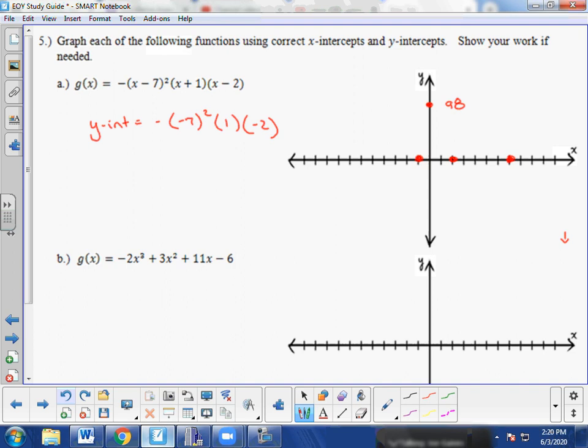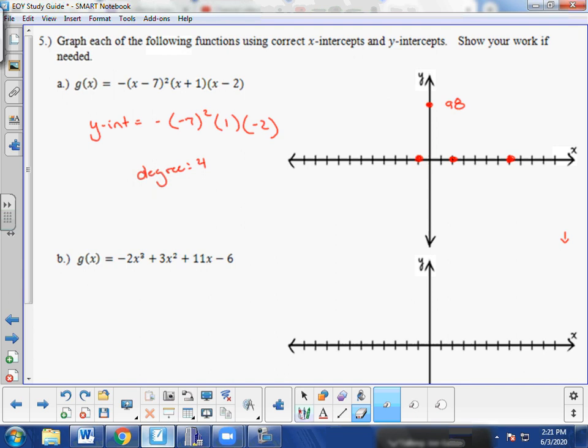To figure out what happens on the left, we need to look at the degree. This function has a degree of 4. So squared plus 1 for a total degree of 4, which means it's an even degree. Remember, for functions with an even degree, both ends go the same direction. For functions with an odd degree, both ends go different directions.